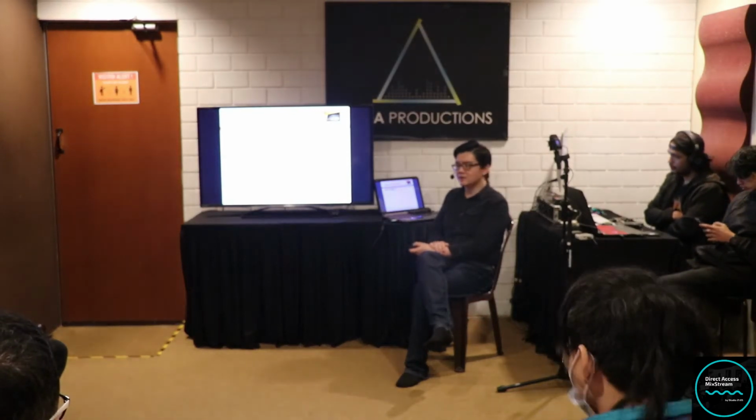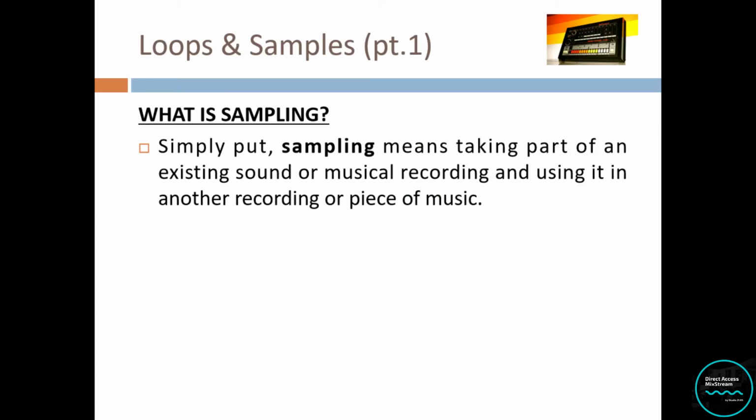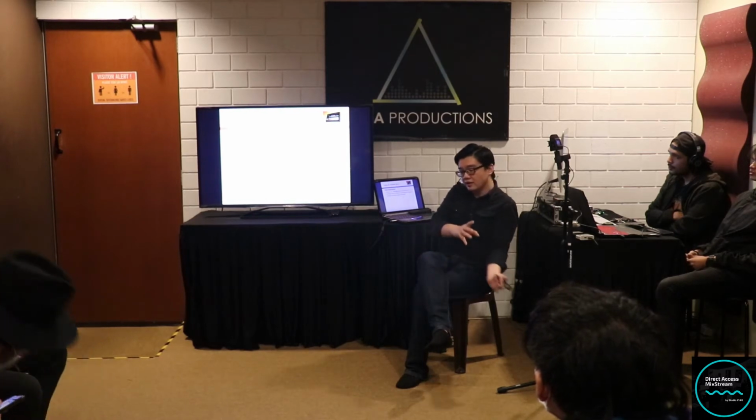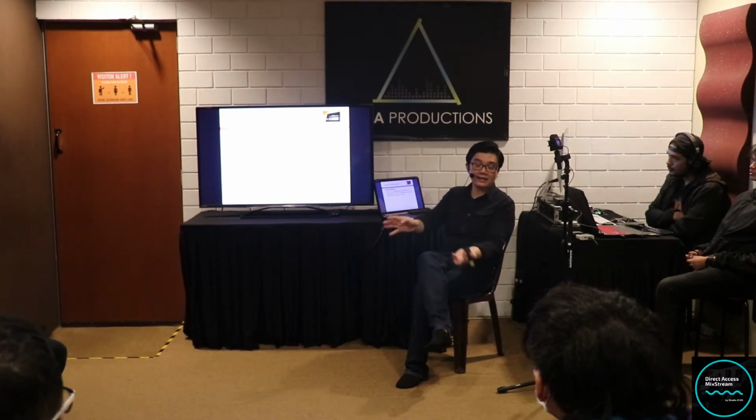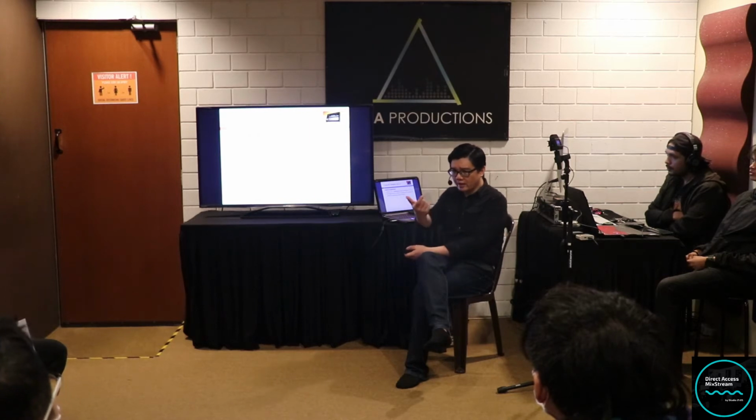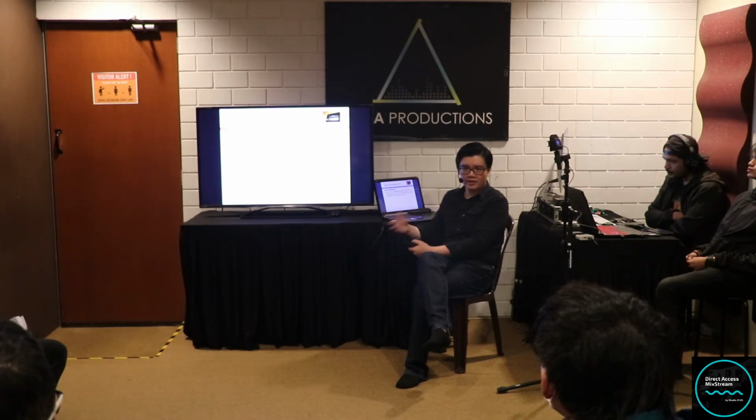So we always hear the word sampling. So what exactly is sampling? Very simply put, sampling means that you are taking a part of an existing sound or a musical recording and using it in another recording or another piece of music. So you take an existing sound, for example, you sample the drums, or a particular instrument, then you use it in another project, or you use it back in that same project. So that's basically what sampling is. Or you can be using an existing recording from another song, another piece of music. Could be an orchestral thing, could be another pop recording, and using it back in your music. So that's what sampling is.